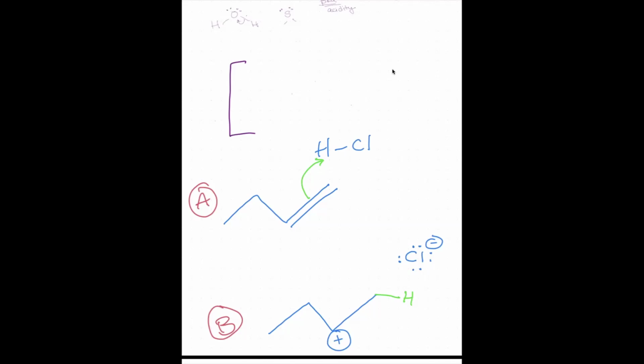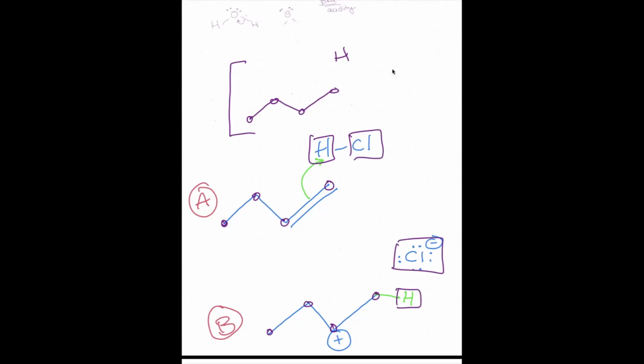Some things that are the same: we have 1, 2, 3, 4 carbons, and 1, 2, 3, 4 carbons. So those are the same, and we can draw 4 carbons. What else is the same? We also have an H here and an H here. And then we also have a Cl. Those are also the same. The Cl technically has 3 sets of non-bonding electrons in both cases.